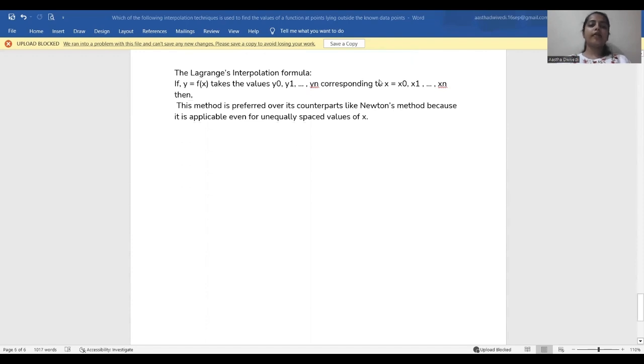Now we can talk about Lagrange's interpolation formula. If y equals f(x) takes the values y0, y1, and so on corresponding to x equals x0, x1, and so on, then this method is preferred over its counterparts like Newton's method because it is applicable even for unequally spaced values of x. So this is also used for unequal interval differences.